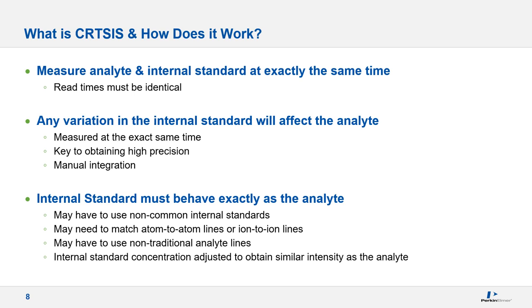Another important factor for CIRTSIS is that the internal standard must behave exactly the same as the analyte. This may mean using non-traditional internal standards, matching atom-to-atom lines or ion-to-ion lines, and/or using non-traditional analyte lines. In addition, the internal standard concentration should be adjusted to provide a similar intensity as the analyte. Let's take a look at how CIRTSIS is set up in a practical application.